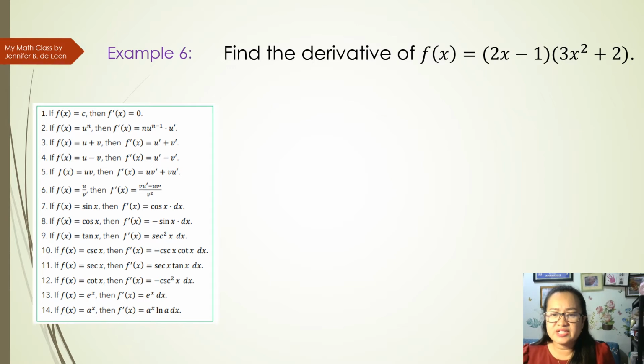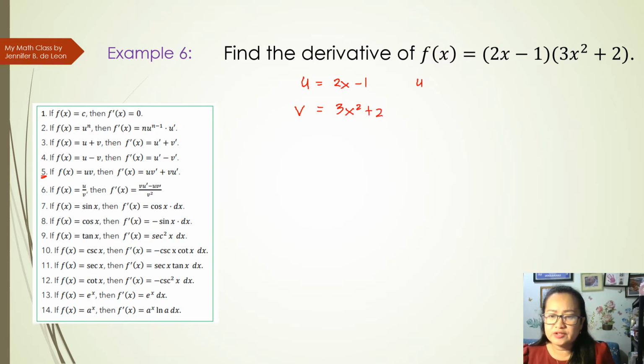Now let's have example number 6. This time we have a product. Now looking at rule number 5, if f of x is equal to uv, then f prime of x is equal to uv prime plus vu prime. Now take note, u and v are functions. So let's say we have u equals 2x minus 1, and then v equals 3x squared plus 2.